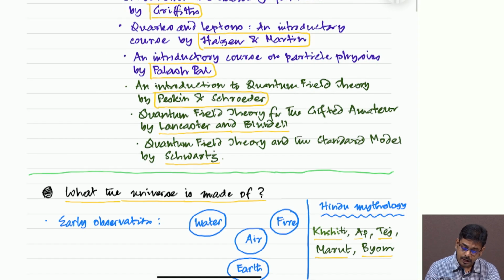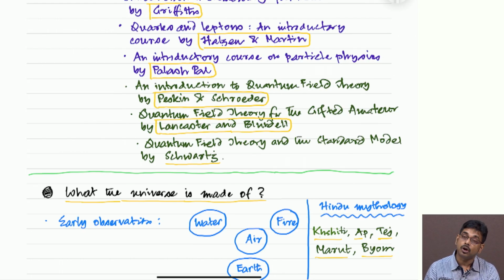The next book that I write is called Quantum Field Theory for the Gifted Amateur, and this is by Lancaster and Blundell. This is a recent book and it is absolutely fantastic to read, and I suggest those who will be studying quantum field theory for the first time get this book.